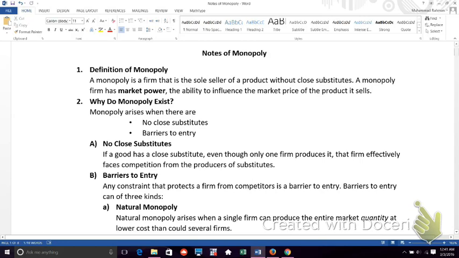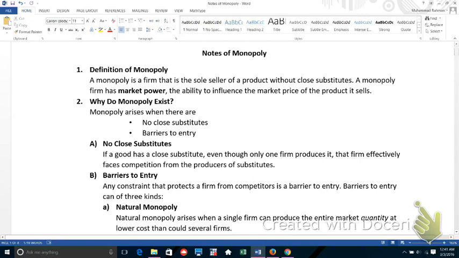A monopoly is a firm that is the sole seller of a product without close substitutes. The idea of close substitutes is critical to monopoly because under perfect competition, all the goods that all the firms were producing were homogeneous, meaning that they were all perfect substitutes. Because of the presence of perfect substitutes, none of the firms had any control or any market power in perfect competition.